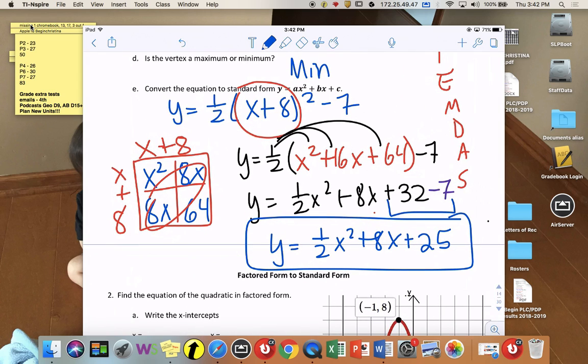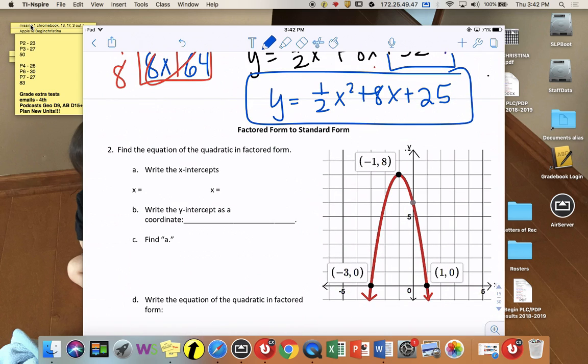Okay, let's review factored form to standard form. So first we start with the x-intercepts, negative 3 and 1, the y-intercept as a coordinate, is right here, which would be, what are we going by? It looks like 0, 6.